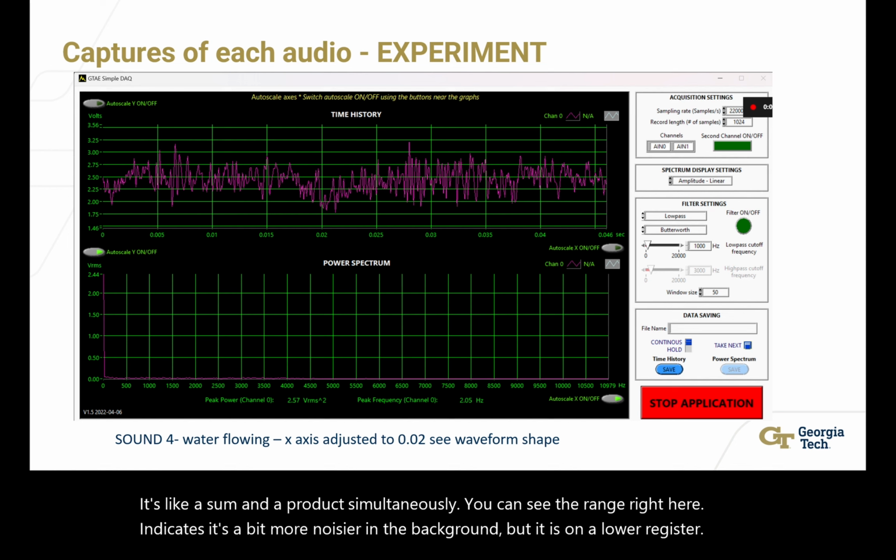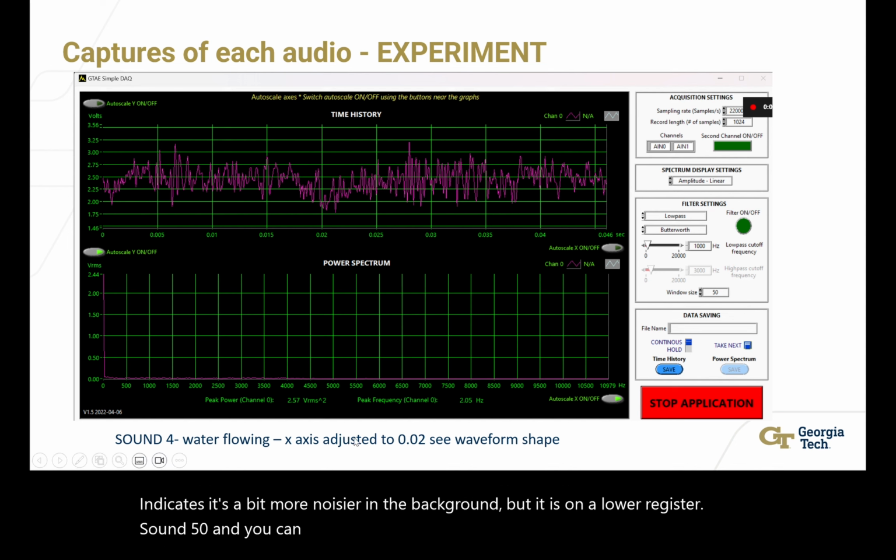Sound 5, and you can see the x-axis is adjusted to see the waveform shape right here.